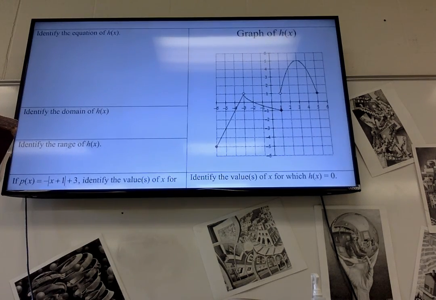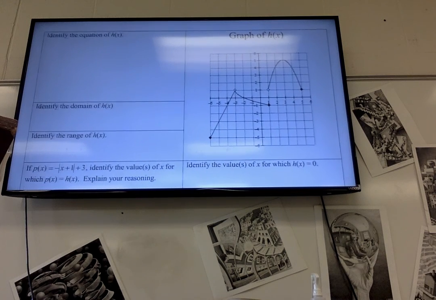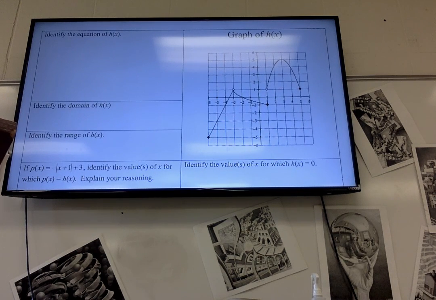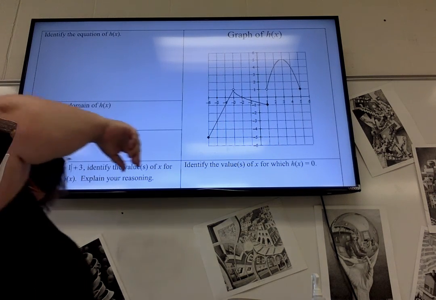Okay, so here's h of x. We are going to figure out the equation for that. This is really going back to the very first lesson that we did.